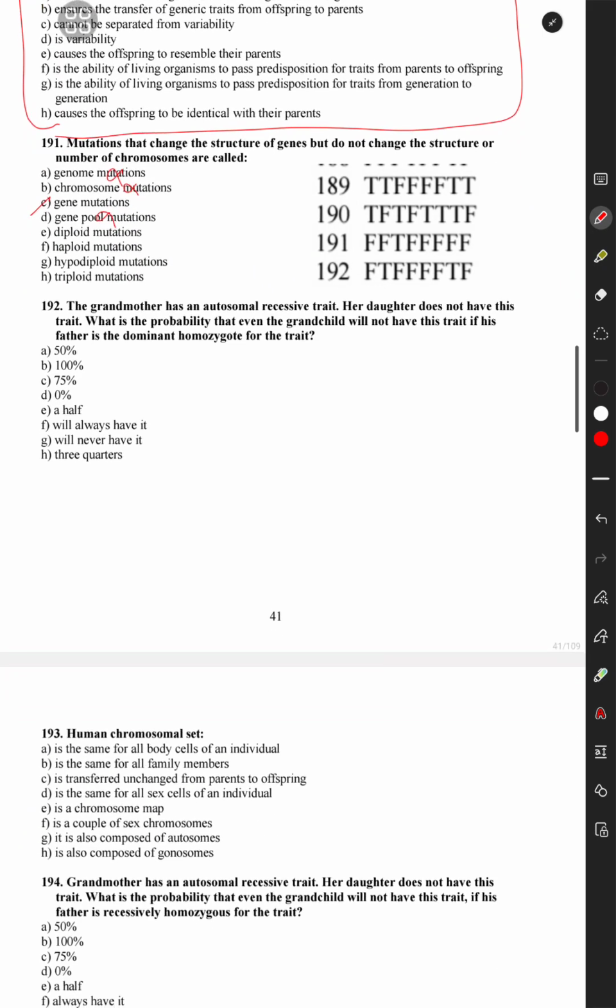The grandmother has an autosomal recessive trait. Her daughter does not have this trait. Then even the grandchild will not have the trait. The father is the dominant homozygote. 100% will never have it.